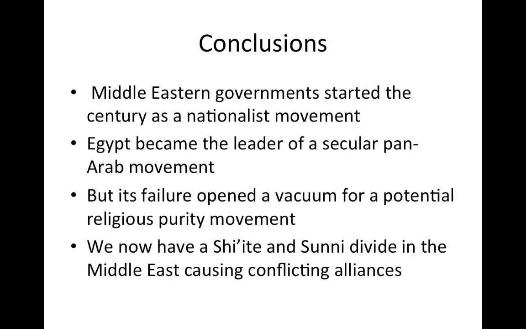So what kind of conclusions can we make from this? The middle part of this century, most Middle Eastern governments were secular, and they were basically out for nationalism. Egypt had become the leader of the secular pan-Arab movement, but when Egypt failed, it opened up a vacuum for potential religious purity movements. And now what we're seeing today is a divide in the Middle East. In many ways, the countries fighting in the Middle East are not fighting us. They're fighting each other over who will dominate, Shiite or Sunni. And this is causing massive conflicting alliances that make it very difficult for us to solve the situation in the Middle East.